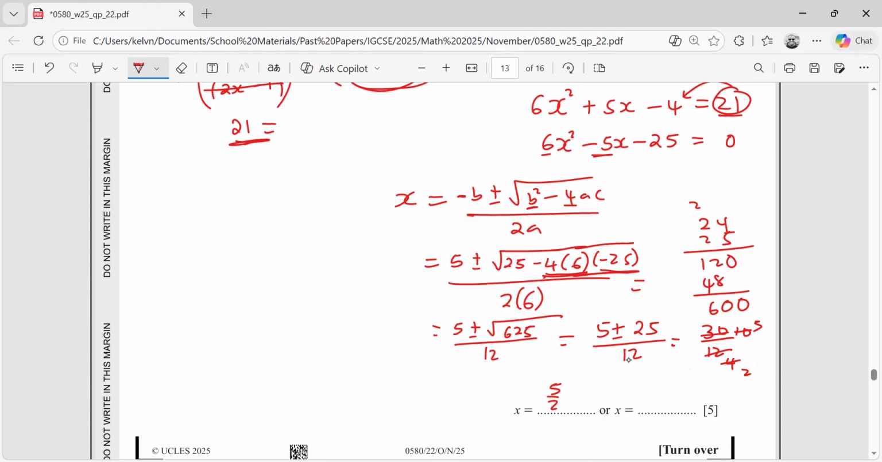And now the other answer will be 5 minus 25. So that will be -20. So -20 over 12. You can also simplify this. I think you can divide by 4, 3, by 4, 5. So you can say -5 over 3. And those should be your two answers.